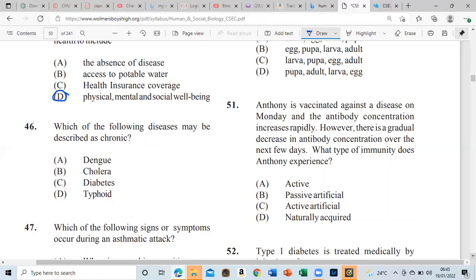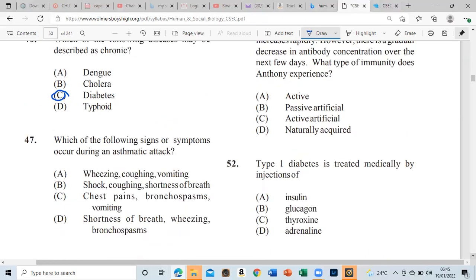Let's go. Which of the following diseases may be described as chronic? Is it dengue, cholera, diabetes, or typhoid? And number 46 is diabetes. Stay healthy, guys. Drink your water. Keep happy. Exercise.